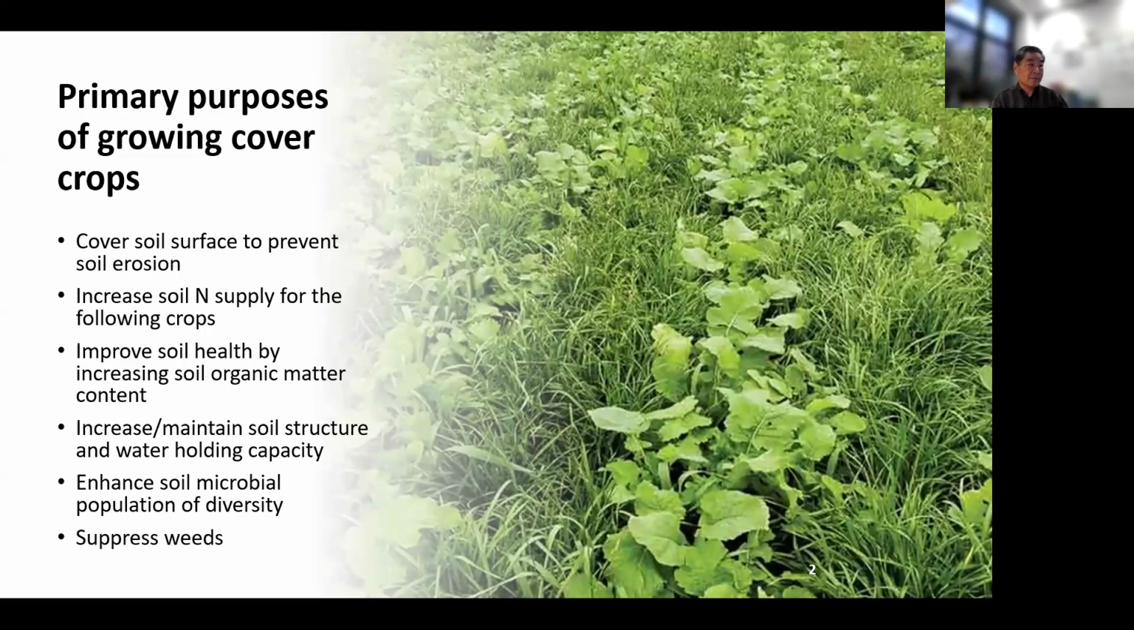The other objectives include improving soil health by increased soil organic matter content, and increasing and maintaining soil structure and water holding capacity, because organic materials are able to bind the soil particles together. Cover crops also enhance soil microbial population diversity and suppress weeds during that season. So those are the primary objectives.